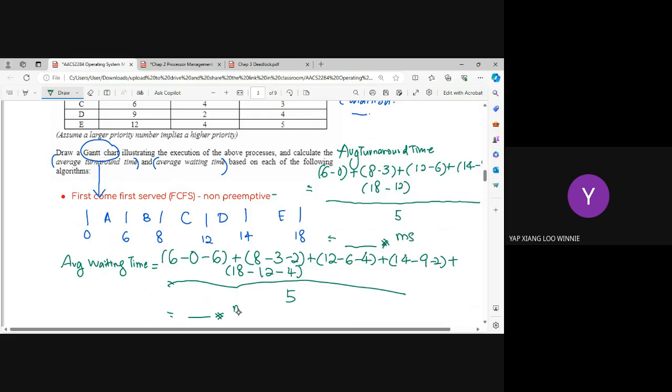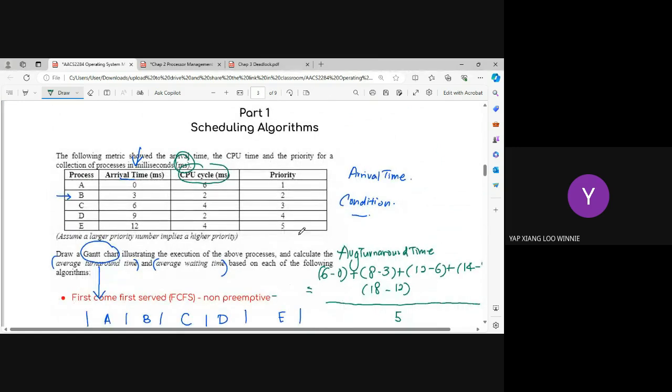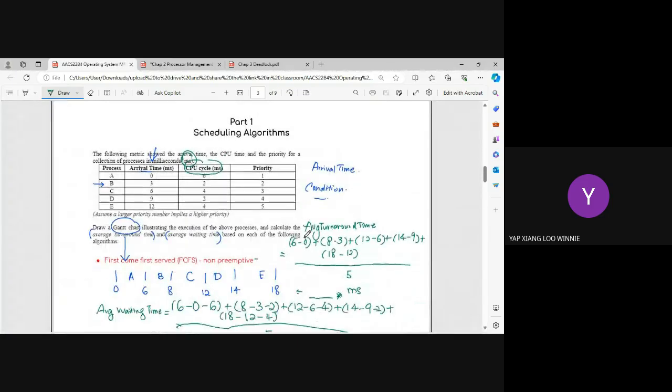I don't know whether you didn't mention it with the deduct amount or not, but since the question already gives you ms, milliseconds, you just follow and write the milliseconds down here. So this is for the first one, first come first serve, the easiest one. Don't ask me, teacher, will this one come in the exam or not. I don't know. It might not.